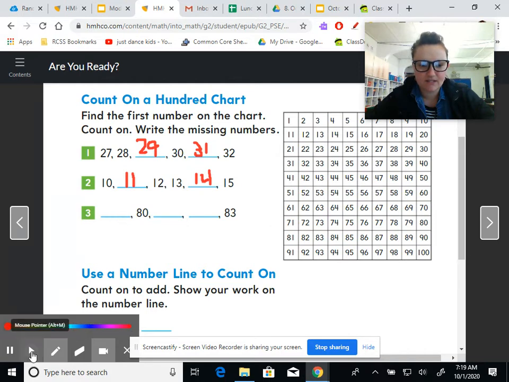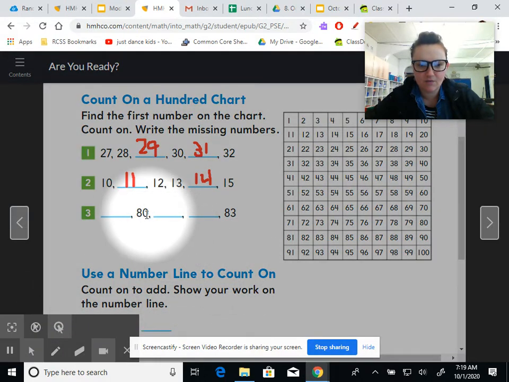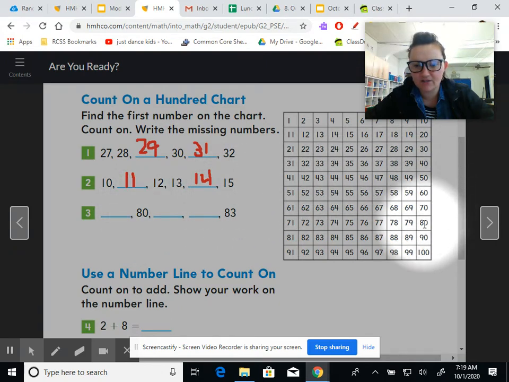It has it missing. So they tried to trick you, didn't they? But what number is after it? 80. So we're going to find 80 on the hundreds chart. What's the number before it? 79. So it's 79, 80, 81, 82, 83. You're counting by what?